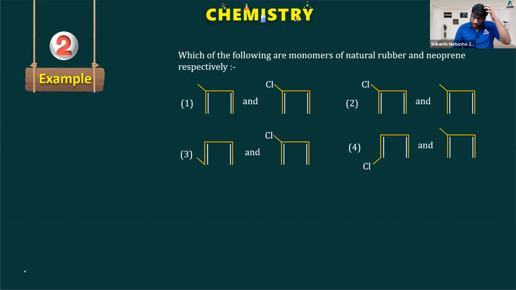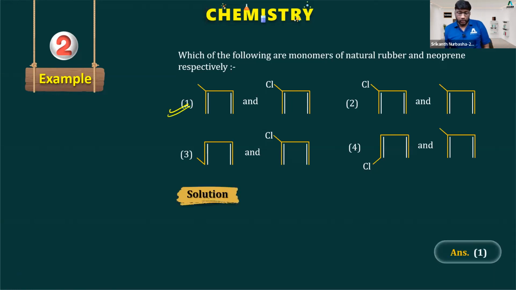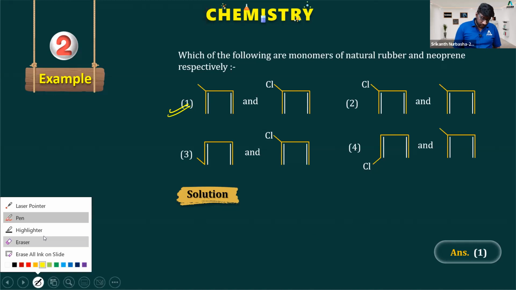Which of the following are monomers of natural rubber and neoprene respectively? Isoprene is the monomer in natural rubber. Chloroprene is the monomer in synthetic rubber. Synthetic rubber is neoprene. First option is going to be the right option. Yes or no? 2-methyl-1,3-butadiene and 2-chloro-1,3-butadiene are the respective monomers present in natural rubber as well as the synthetic rubber. Right, students?